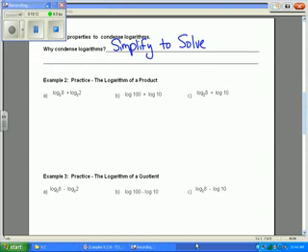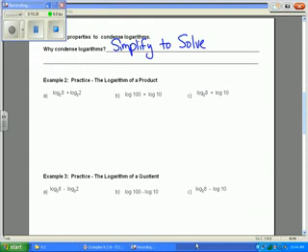And once again, let me say this one more time. This is going to seem a little like, I don't know, ridiculous. Why are we doing this? But these are precursor skills to what you're going to do in 9.3 and 9.4.